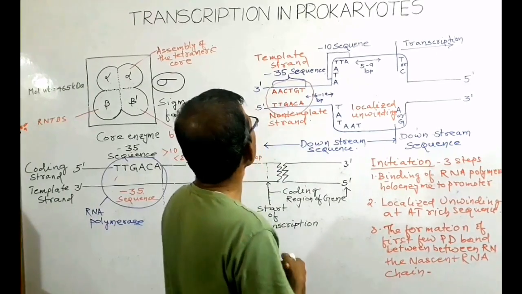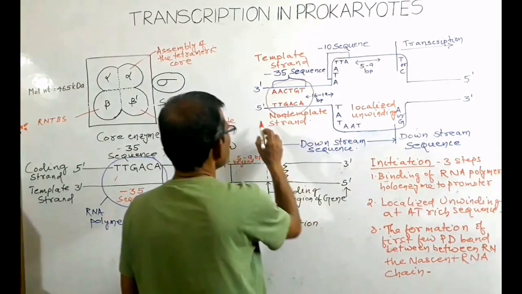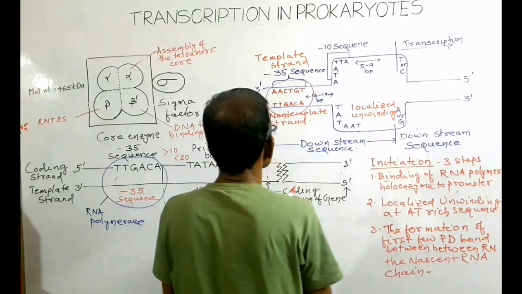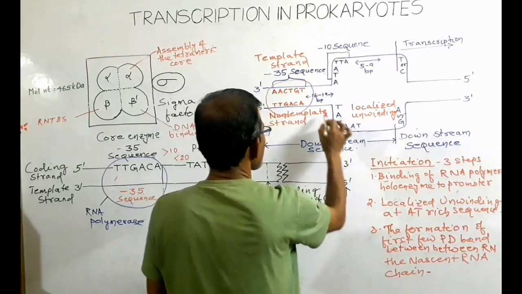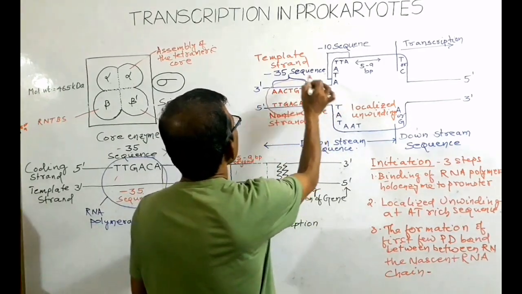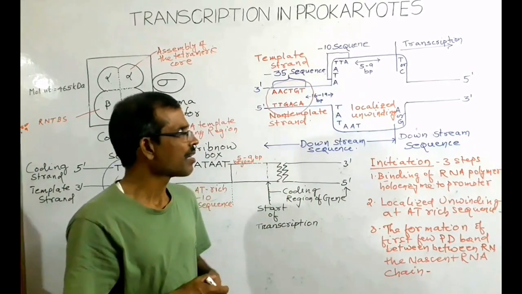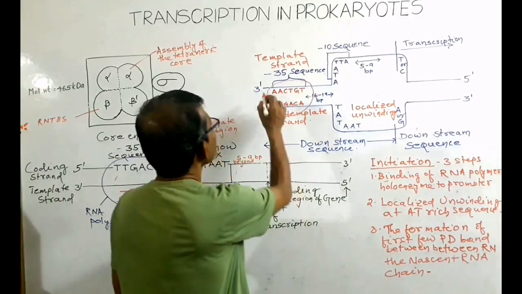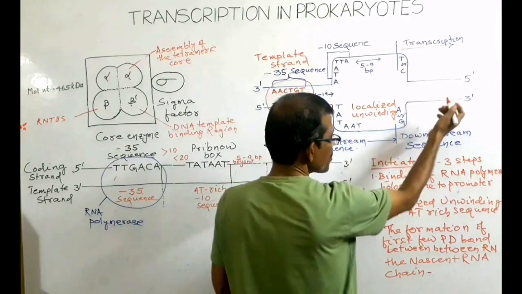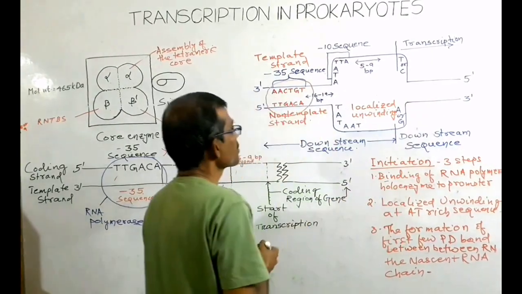In this double-stranded DNA, this strand runs in 3' to 5' direction, and this is the complementary strand that runs in 5' to 3' direction. This is the non-template strand or coding strand, whereas this strand is the template strand or antisense strand. The base sequence of the RNA chain will be decided by the sequence of this template strand, and the transcription, as you know, always proceeds in 5' to 3' direction.